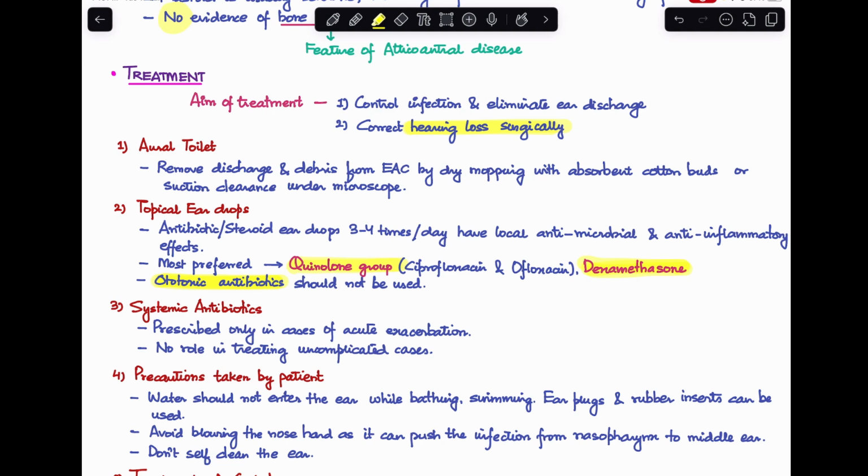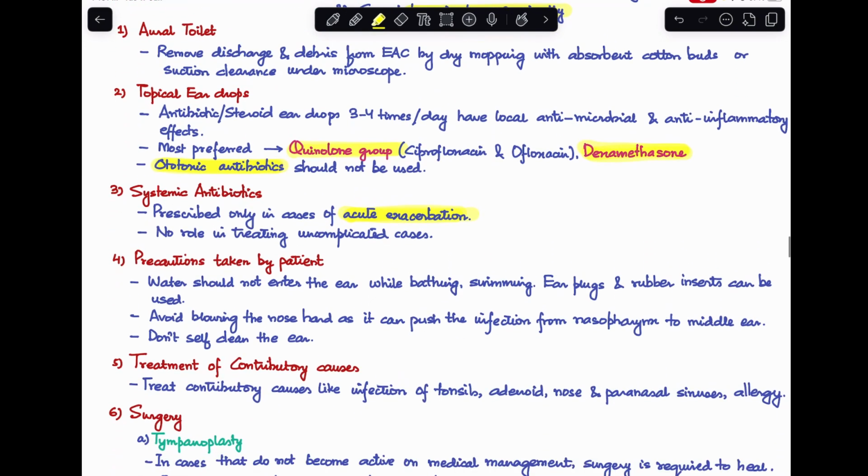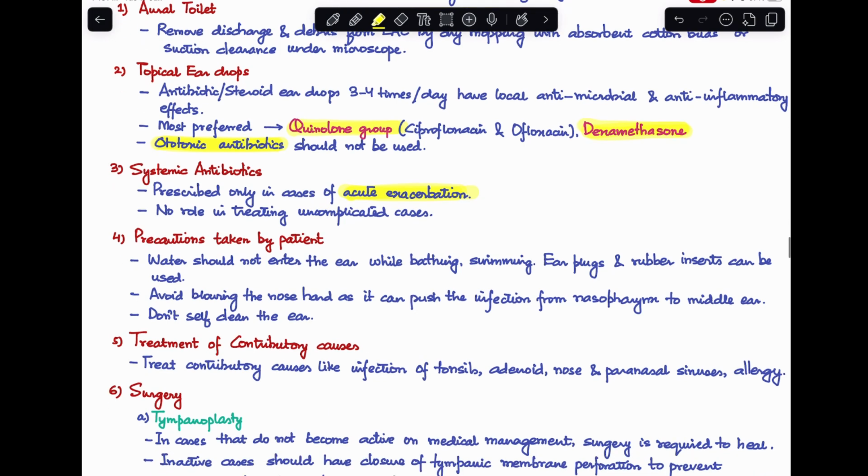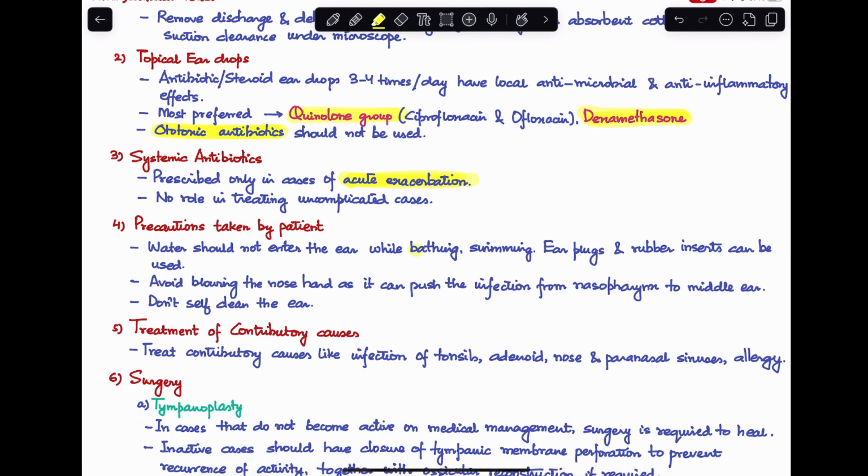Next is a systemic antibiotic. Usually this is prescribed only in cases of acute exacerbation, and this has no role to play in treating any uncomplicated cases. Next, we also advise some basic precautions to be taken by the patient, like the water should not be entering the ear while they are bathing or swimming, so they can use some earplugs or rubber inserts while bathing and swimming. Second, they should avoid blowing the nose very hard, because when you blow the nose hard, it can push the infection from the nasopharynx, if there is any, to the middle ear, and that will exacerbate the situation. And also, the patient should avoid self-cleaning the ear, because they constantly might feel that there is some discharge, some irritation, or some itching happening in the ear, and hence they should not do that.